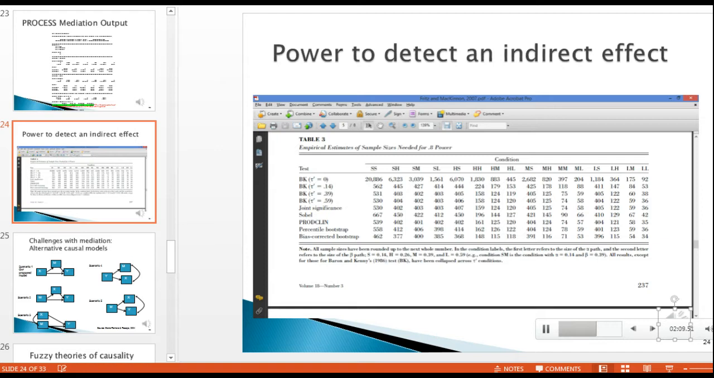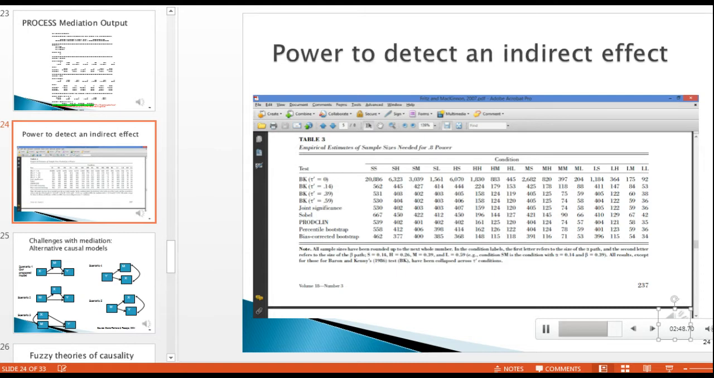So let's say you expected your A path to be very small, that would be an S, but you expected your B path to be an M, or a 0.39. So you would check the SM column, and it shows you that you would need 400 individuals in your study in order to test with the bootstrap method and get up to a power of 0.8. That's really important. Right below where it says Table 3 at the top, it says empirical estimates of sample sizes needed for 0.8. That means you have an 80% chance of rejecting the null when the null is indeed false in the population.